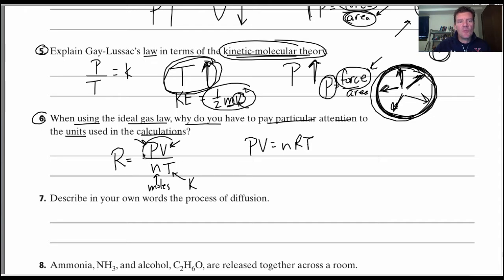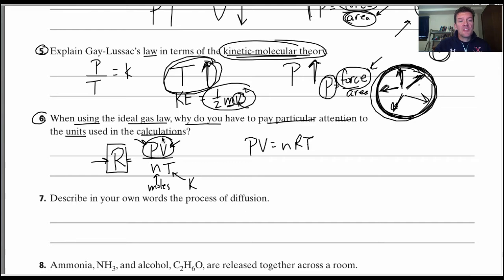So you have to be aware of which units you're using for pressure and volume in order to determine what the R value is going to be and what the units of the R value are going to be. So that's why we're careful of the units for pressure and volume. Just be aware of those because the R value will change. That constant will change.